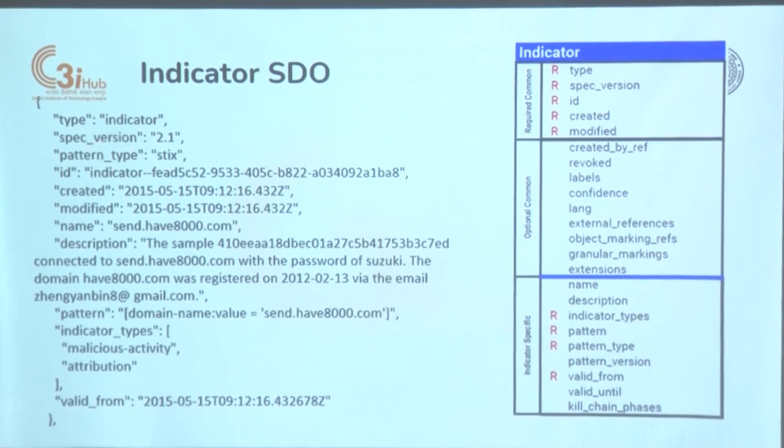This is the ID, which is very important. It has to be unique. Then created and modified date, and name. They gave a name same as this thing, but it does not have to be the same. There is a textual description, and then there is indicator type, and then when it is valid from. Not every piece of information that is possible has to be there. The ones marked with R must be there, the others are optional. The more enriched your threat intelligence is, the more information you will get.